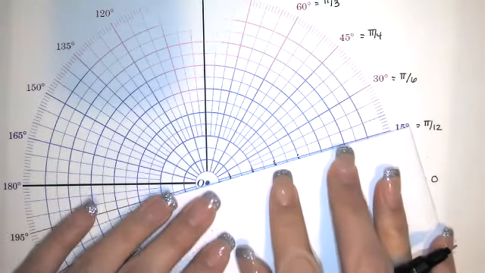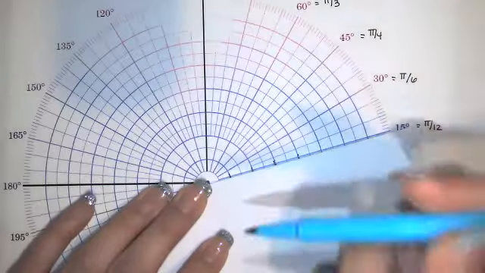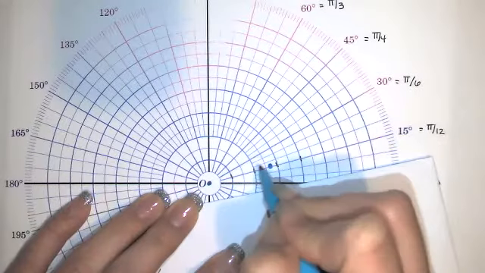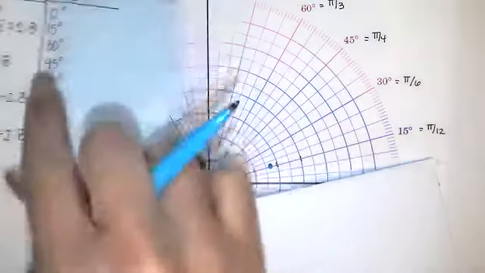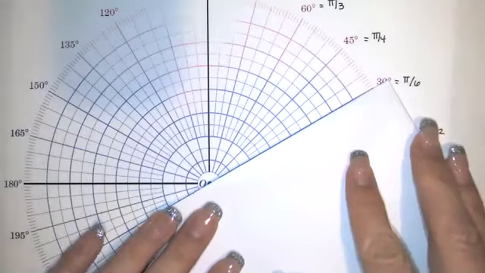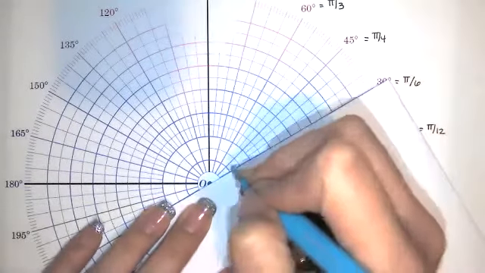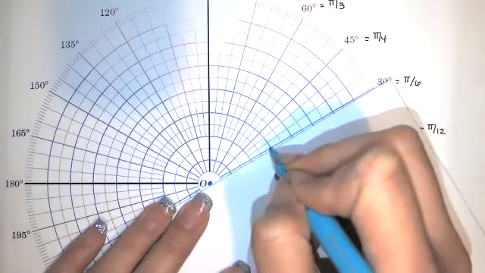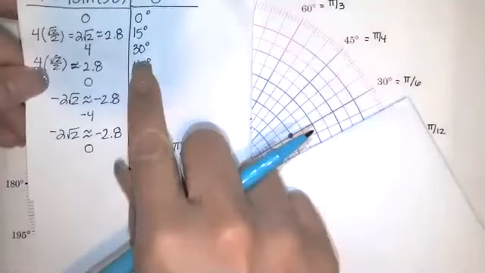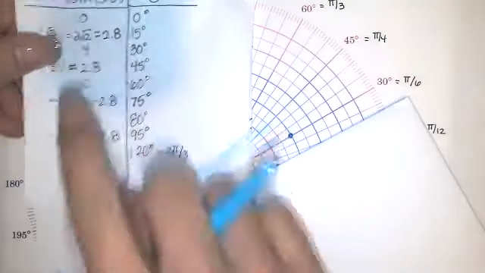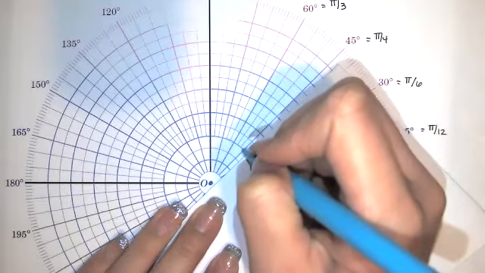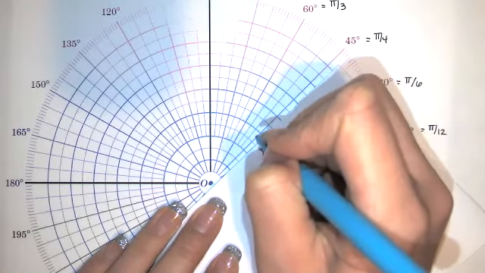We want to go out 2.8 units along this line. So 1, 2.8. So we've got that point on our graph. Okay, next one, 30 degrees and 4. So we go to the 30-degree line. We go out 4 units. So there's 1, 2, 3, 4. Okay. Then we go to the 45-degree line and we go out 2.8 units. So that's 1, 2, 3, 2.8 would be approximately right there.